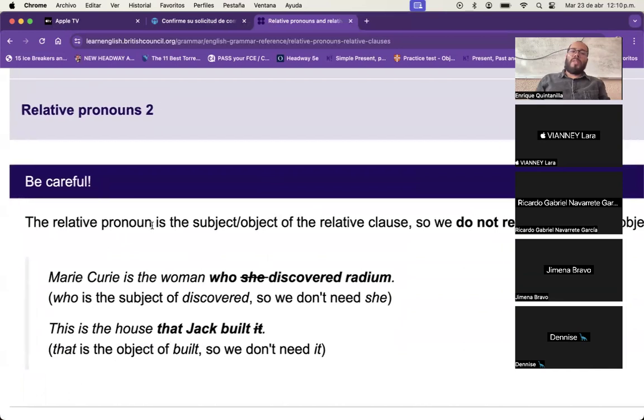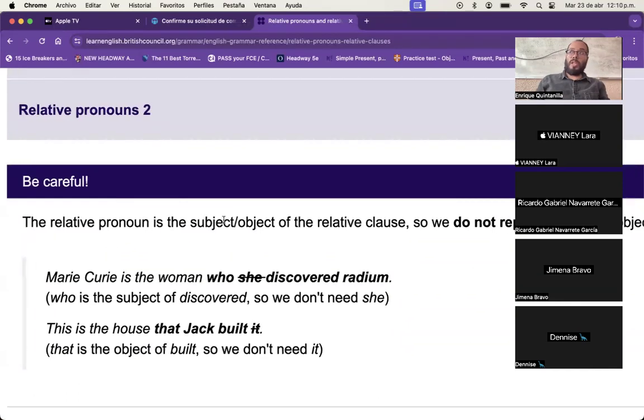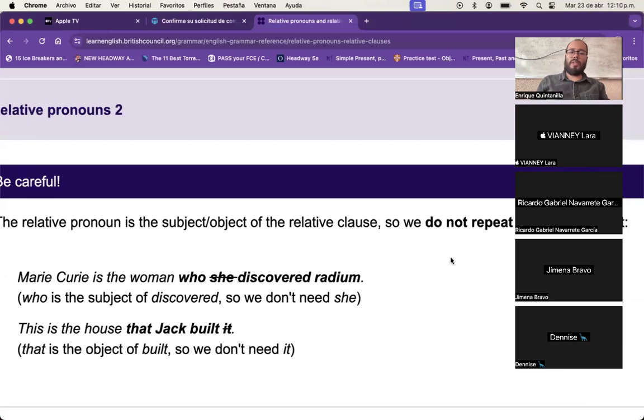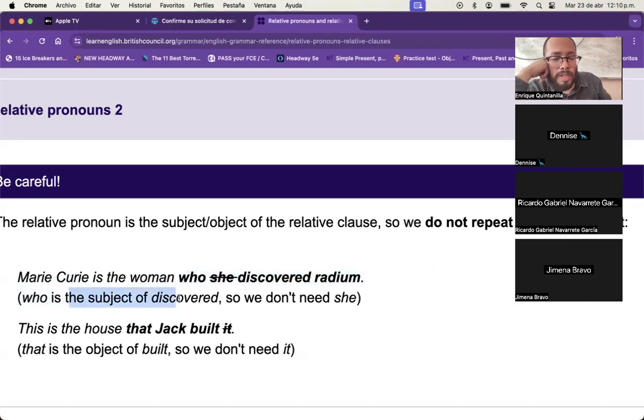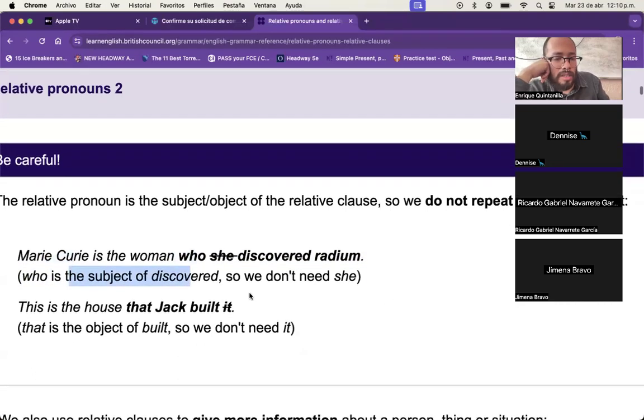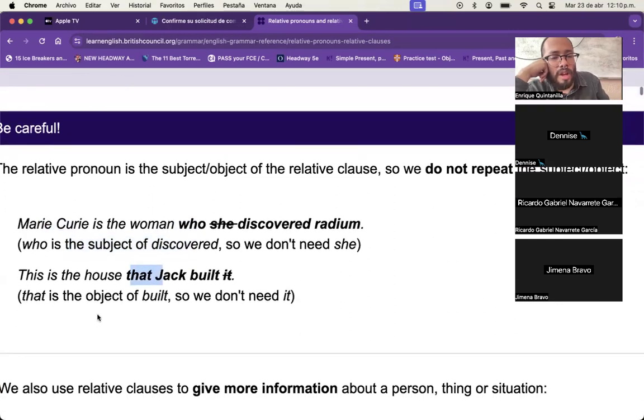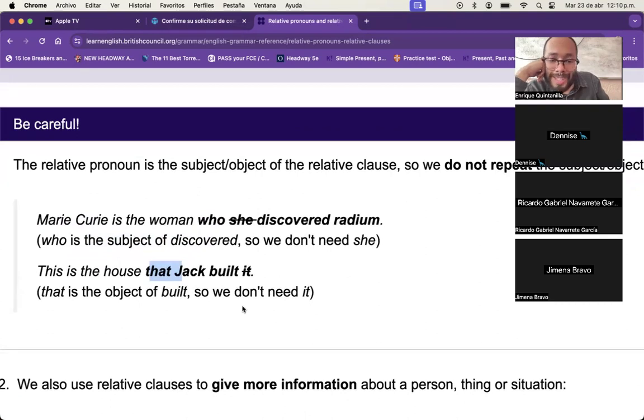Be careful because sometimes the relative pronoun is the subject or the object of the relative clause, so we do not repeat the subject or object. Marie Curie is the woman who discovered radium. I don't add she. We know that it is Marie Curie, so that's why we use who. Who is the subject of discover. We don't need she. This is the house that Jack built. That is the object of built, so we don't need it.